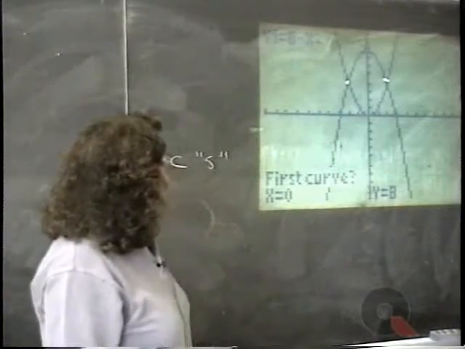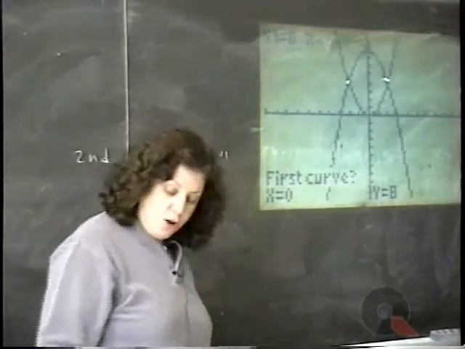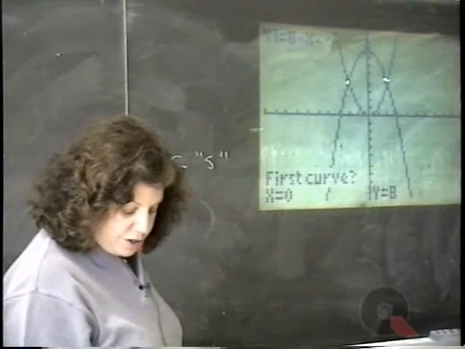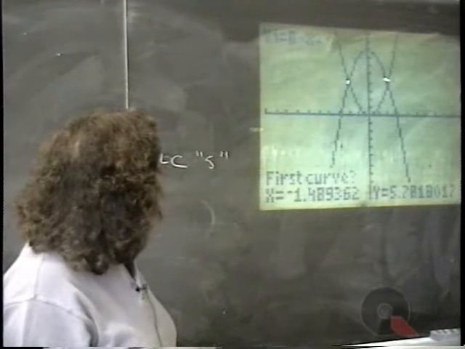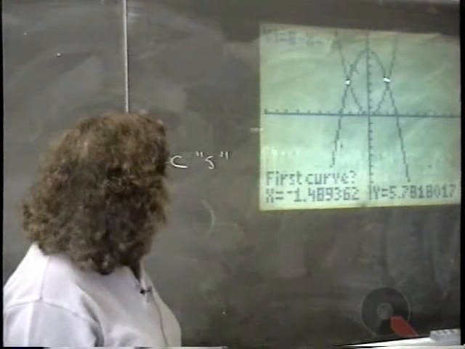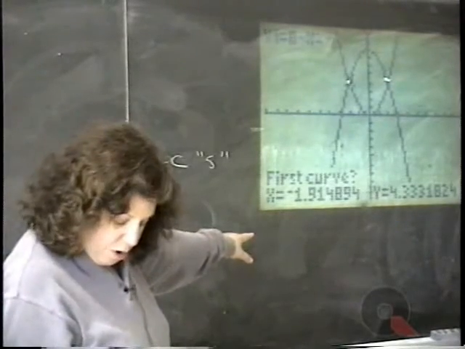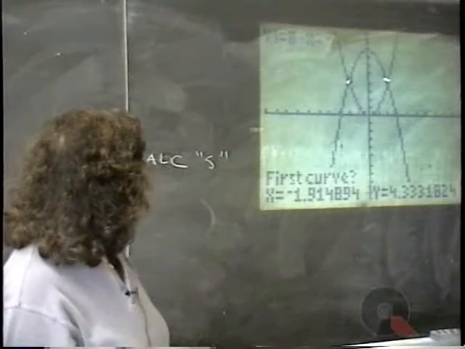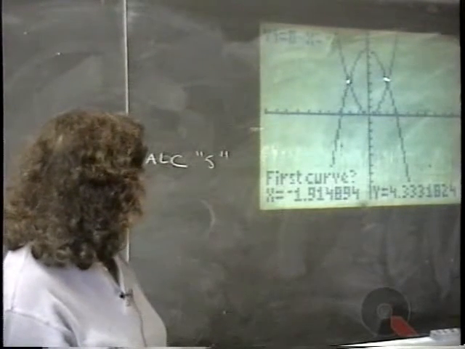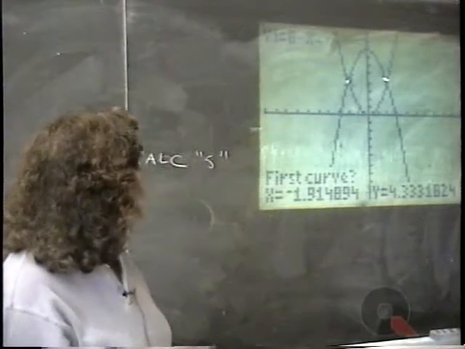Now, it doesn't know which point of intersection you want. It needs to be pointed in the right direction. So I'm going to send the cursor, the arrow that points to the left, over to that first point of intersection that I was looking for. Hit enter, and it tells you that on the first curve, you are at minus 1.9, 4.3. And the first curve is the y equals 8 minus x squared.